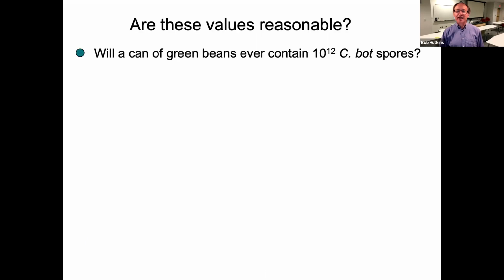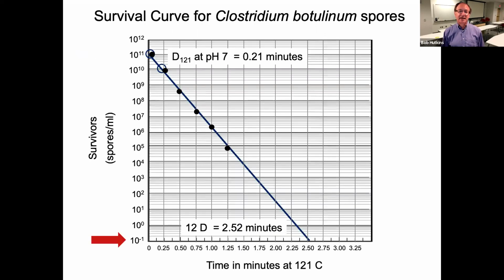Seriously, that'd be hardly any room left in the can for the green beans. Okay, but let's just say that's what it says. It says we have to do a 12D process. The FDA says that. So let's say I didn't start at 10 to the 12. I started at 10 to the 11th.